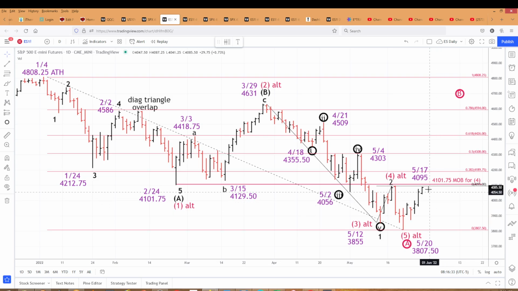And where are you wrong? Where's the count wrong? If it goes above that high, okay, you can use 4101 or actually 4095. But the reward could be huge, or it could just blow through it. If it blows through it, your loss is minimal. If it doesn't, your gain is huge, okay?